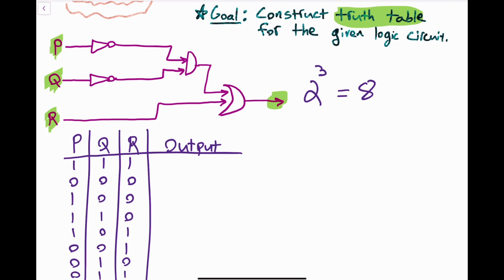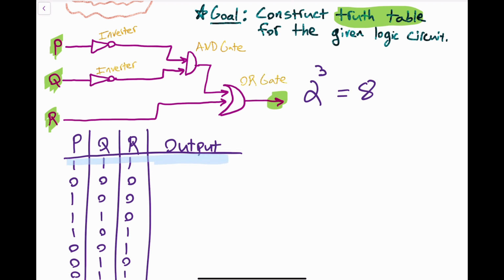Let's get back to that logic circuit. So notice here we have an inverter. So the truth value is going to be flipped. This is also an inverter. Here we have an AND gate. And here we have an OR gate.